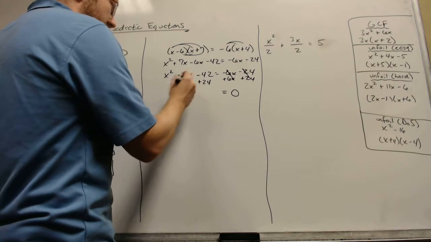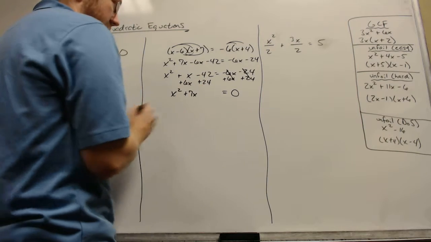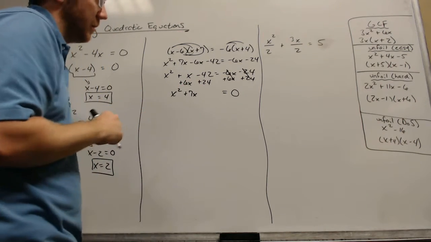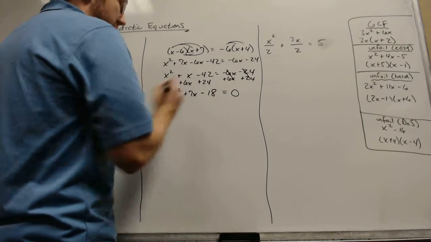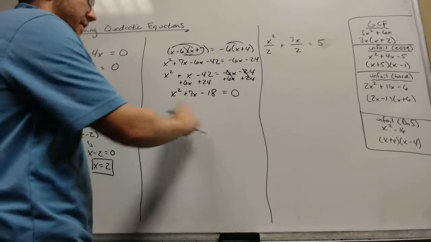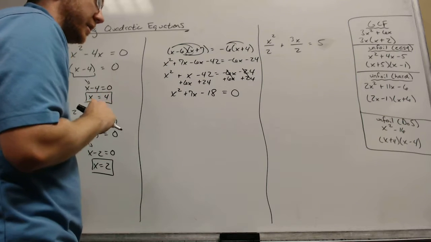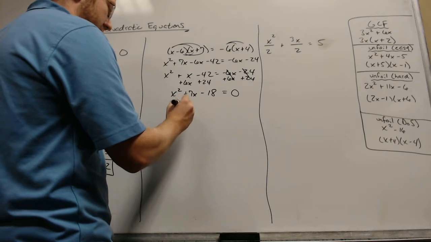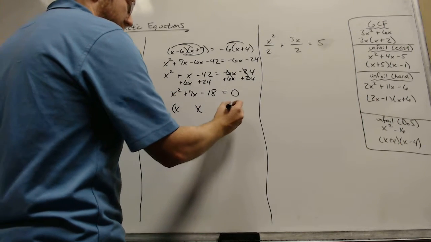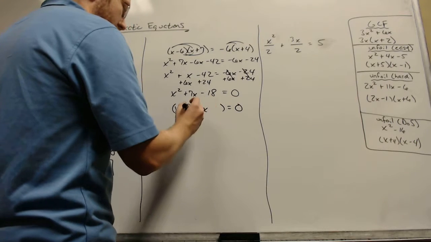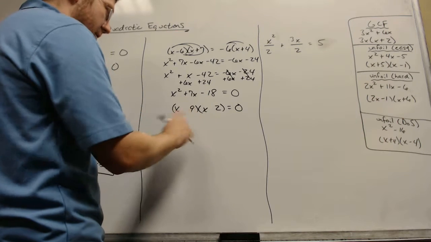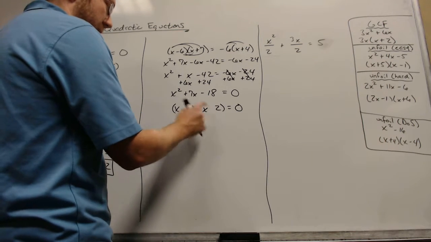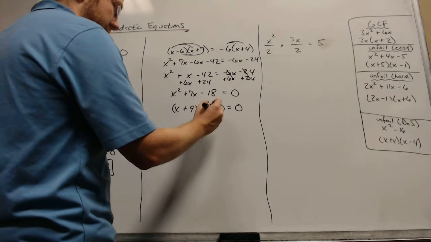X squared would be plus 7x. And those two group up to be negative 18, I believe. All right, now we've got a perfect, nice looking quadratic. That's x that can be unfoiled with 9 and 2. 9 times 2 is 18, and 9 and 2 can group up to get 7 as long as we have positive 9 and negative 2.